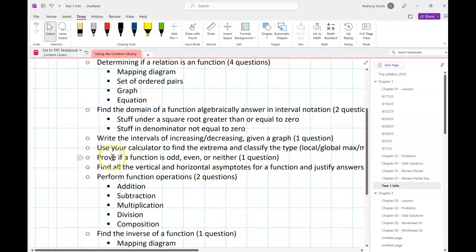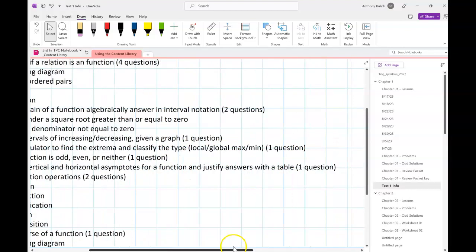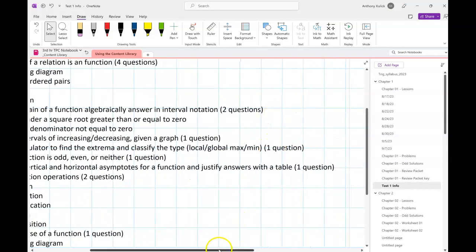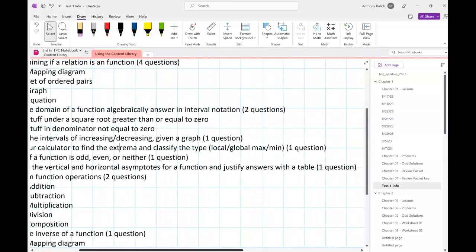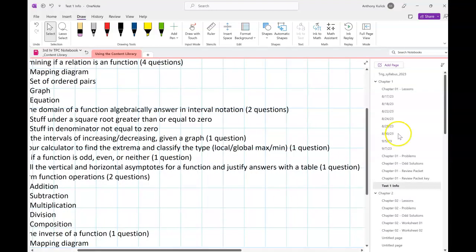You should be able to prove if a function is odd, even, or neither. There's one question of that. There's one extrema question, by the way. I have that written there. You should be able to find all the vertical and horizontal asymptotes for a function and then justify your answer with a table. So there's one question like that.